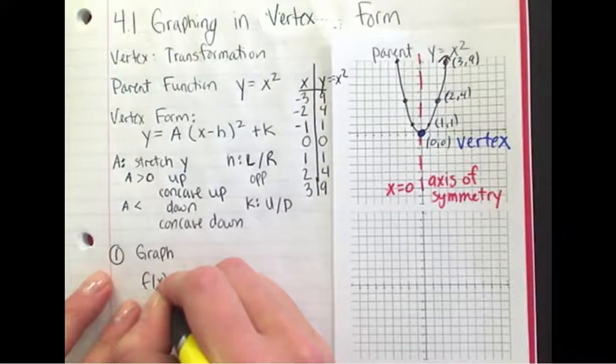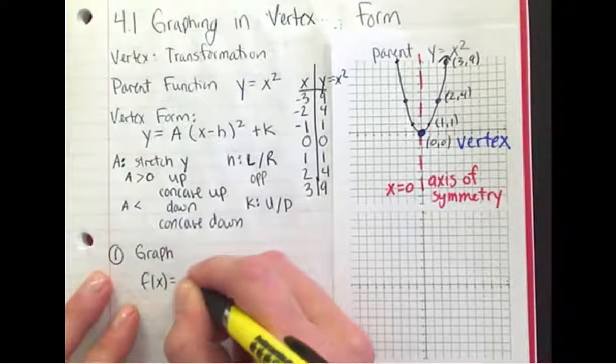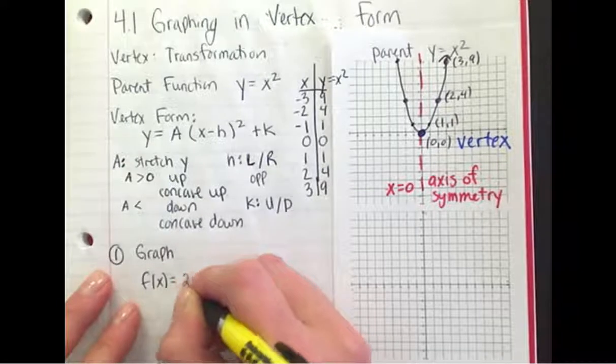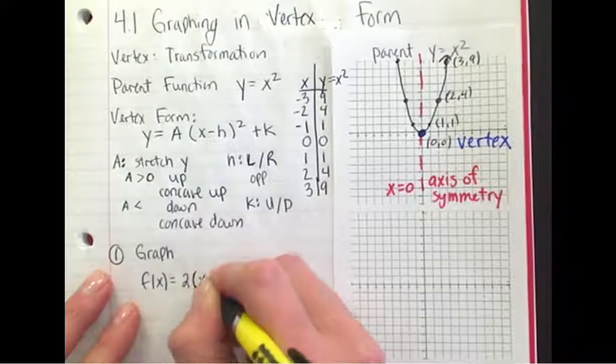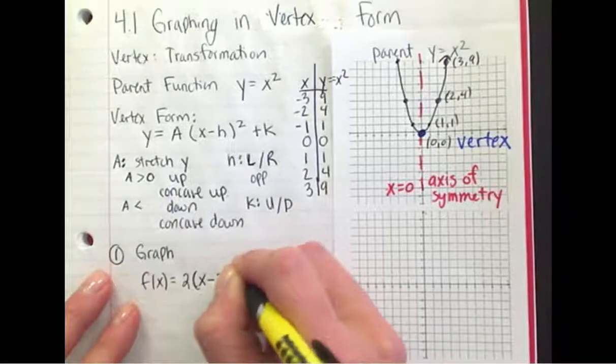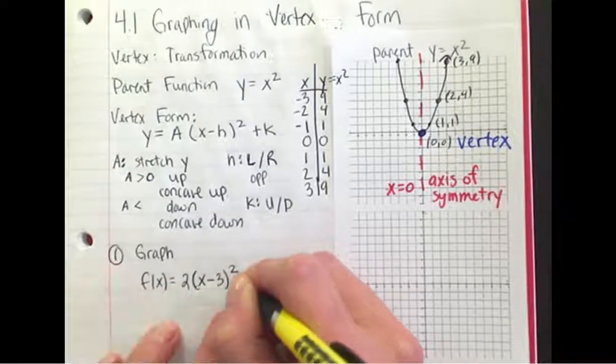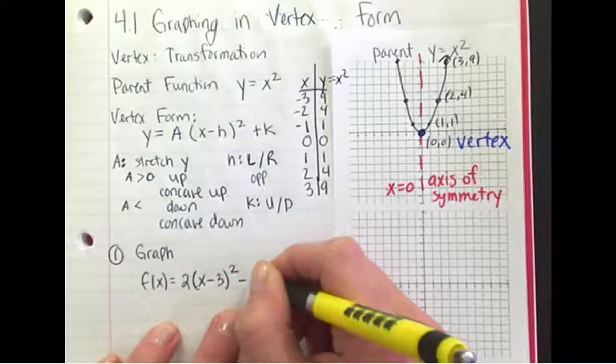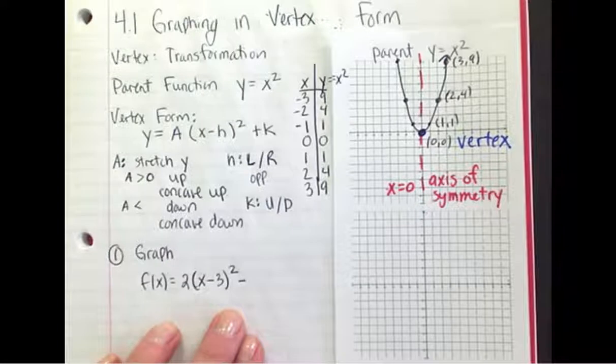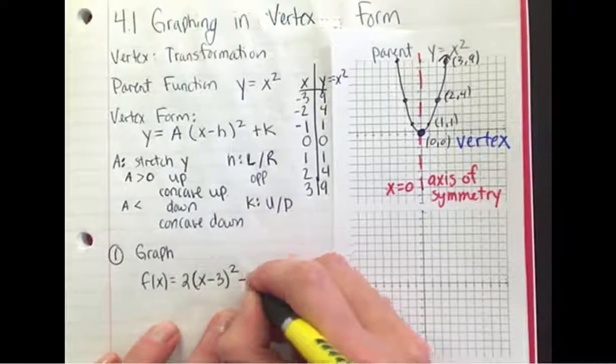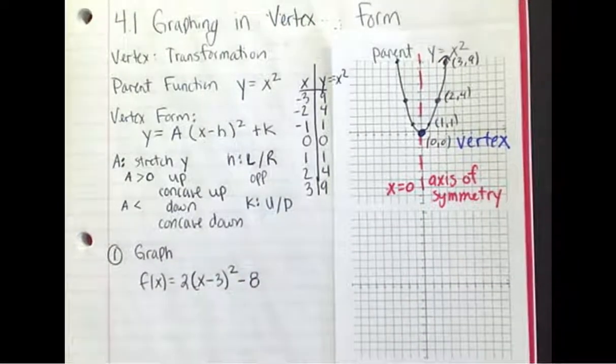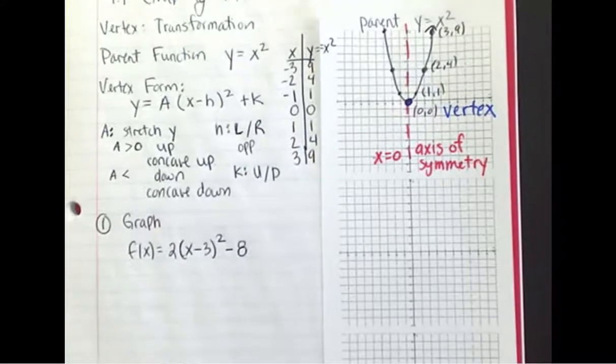F of x equals 2 times (x minus 3) squared minus 8. Okay, here we go. How do I do it? Well, let's say what our transformations are.